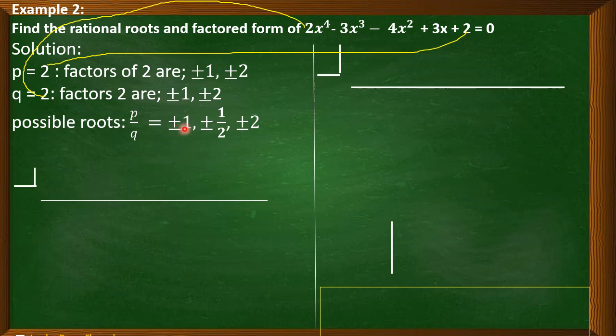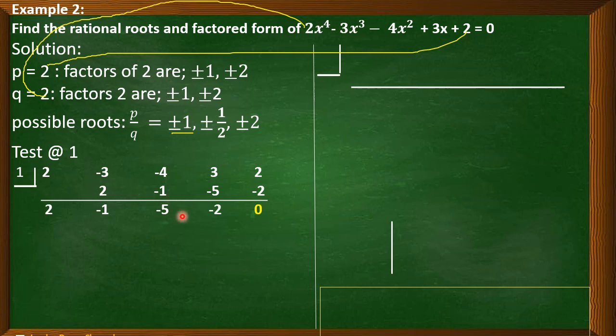Now we have to test. Let's begin with positive 1. We will be using synthetic division again. Test at 1. So we have to copy the coefficients. So we have here 2, -3, -4, 3, and 2. And of course, here for our test number, which is equal to 1. First, bring down 2. 2 times 1 is 2. -3 plus 2 is -1. -1 times 1 is -1.